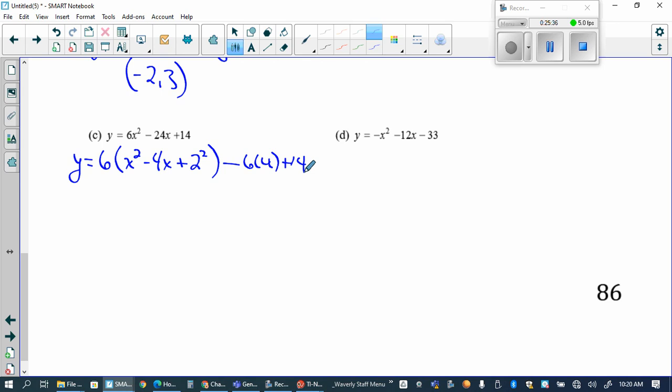All right, you guys get that? Like when we added 4 and then subtracted 4, the only difference is now we've got 6 of them, so we have to subtract 6 of them. That's the only difference. So what's this become here? X minus 2 squared. So that's negative 24 plus 14. What are the coordinates of the vertex? 2, negative 10, and it opens up. Okay, try the last one now.